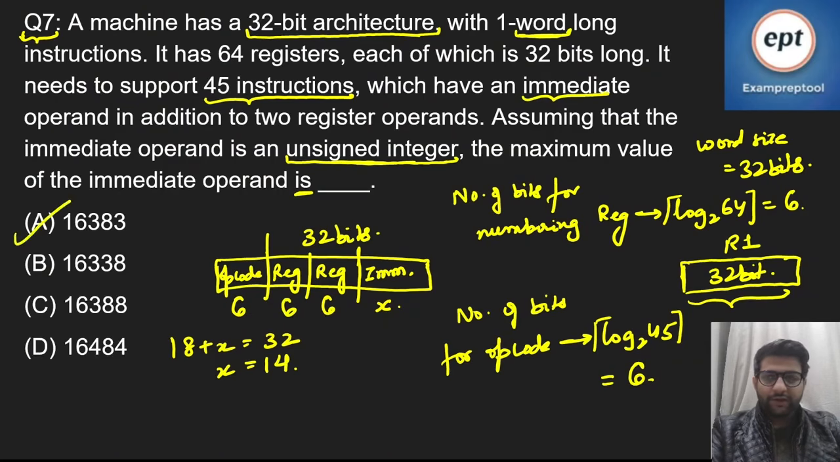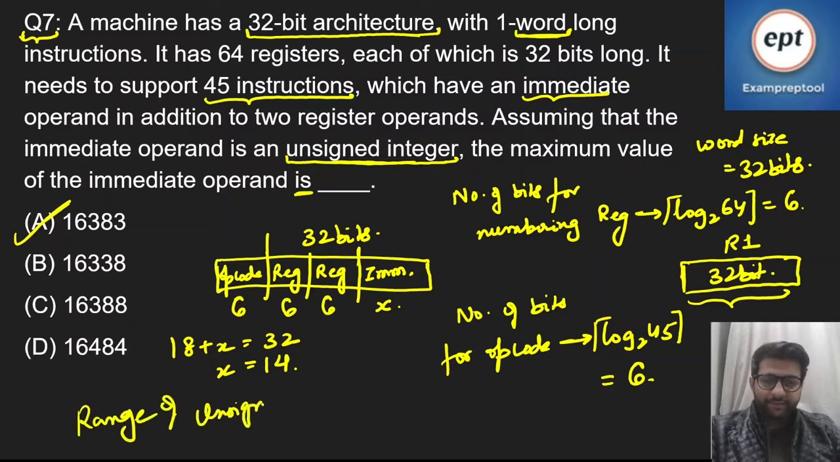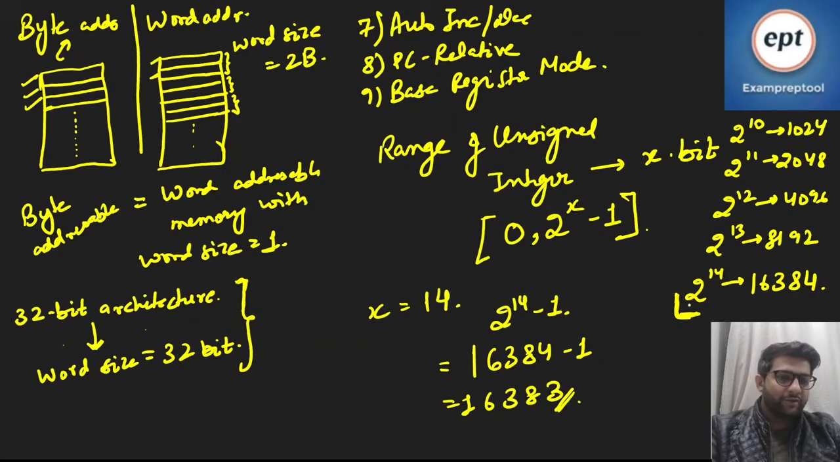So the answer will be option A. The concepts here were that you should have known the range of unsigned integers. Just try to get the concept behind this range; don't just rote learn the formula. You should have also known how many bits we require for numbering the registers and what an instruction format is. These were the concepts you require to solve such questions. Also try to remember these powers of 2 because you want to save some time in the GATE exam for difficult questions.